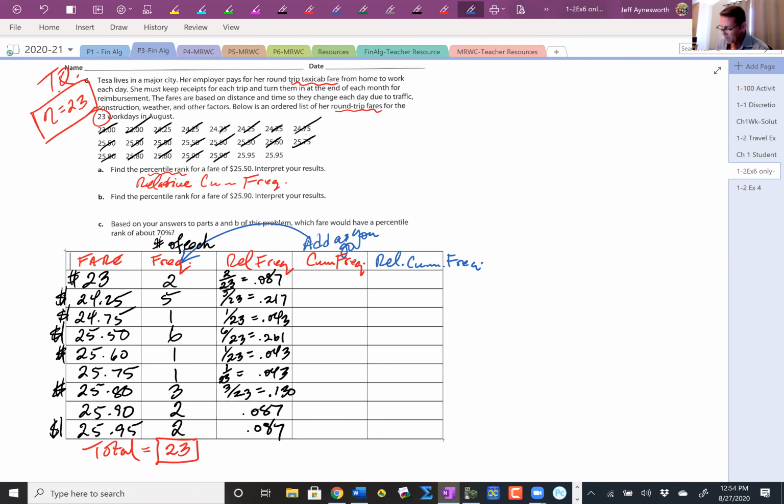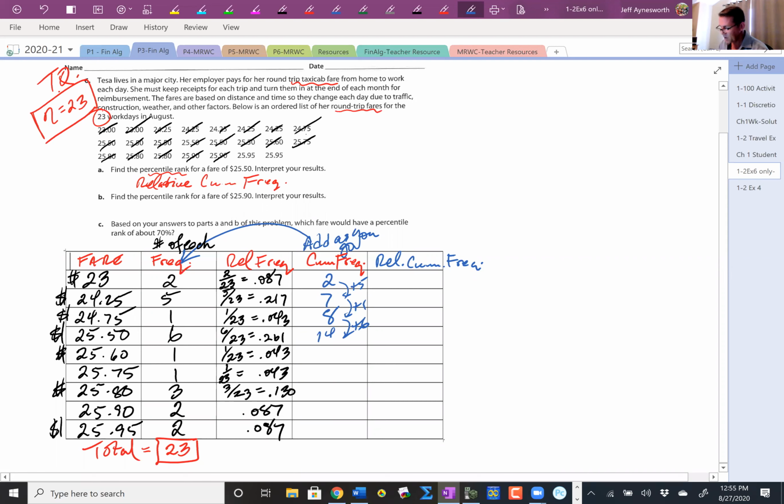So the first frequency is 2. So I'm going to put a 2 here. And then the next one's 5. So I have to add 5. So I'm going to say plus 5, which is obviously 7. The next frequency is 1, so I have to add 1 and get 8. So I'm adding the frequencies as I go, and I should end up with 23 when I'm done, because I know there's 23 fares. So the next frequency is 6, so add 6.